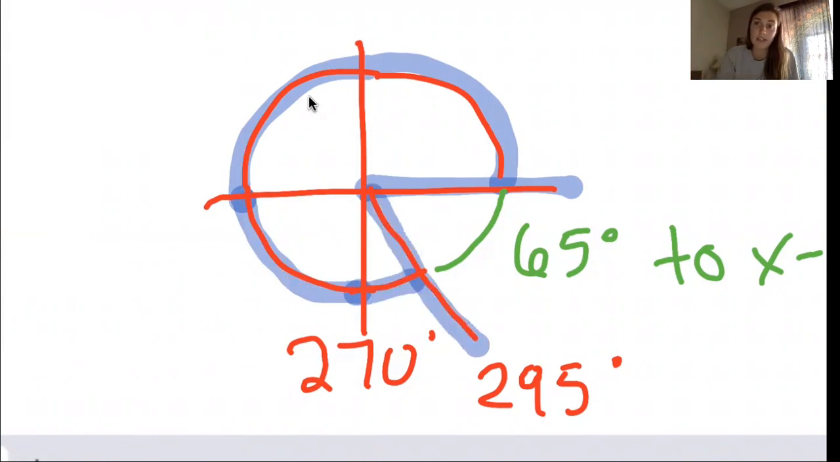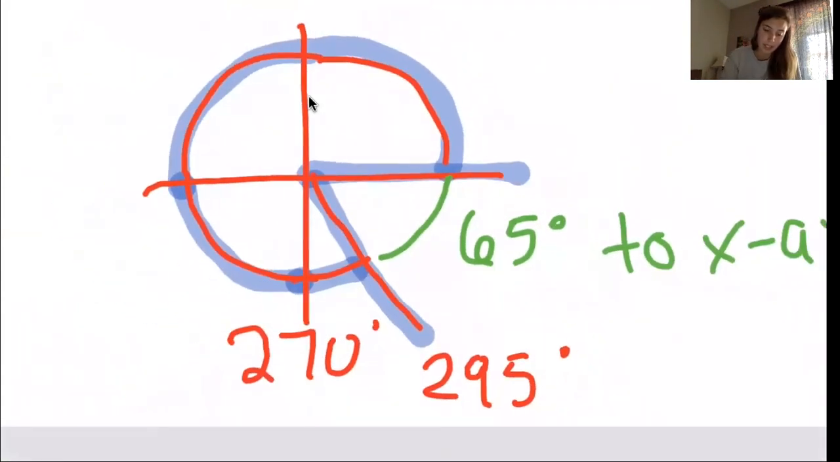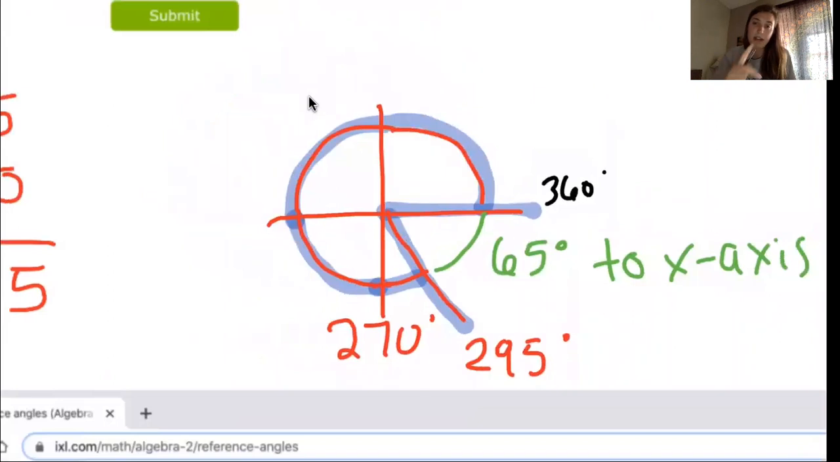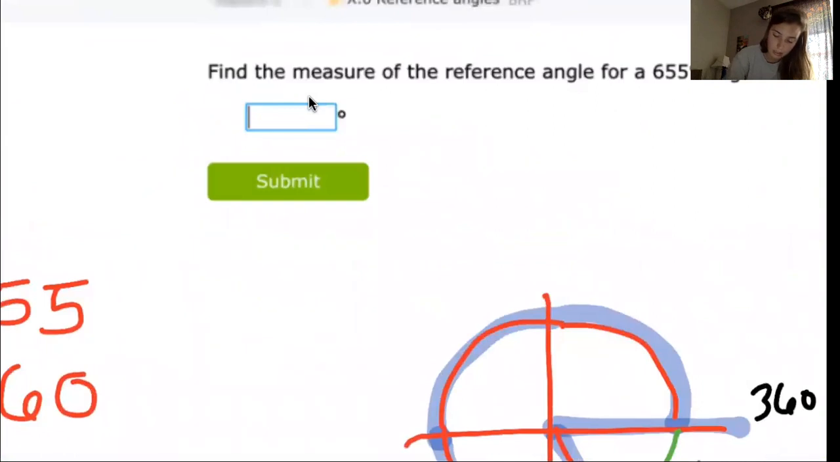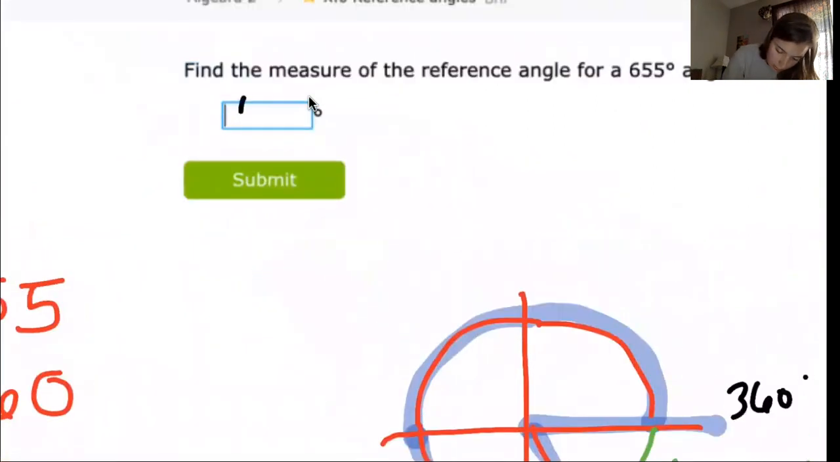What's the fastest way for me to get back to the x-axis? Well, it's that green line. So the x-axis, this is 360, right? Because one whole rotation around is 360. So if I'm at 295, it requires 65 more degrees to get back to 360, to get back to the x-axis. So my reference angle is, what did I say, 65 degrees.